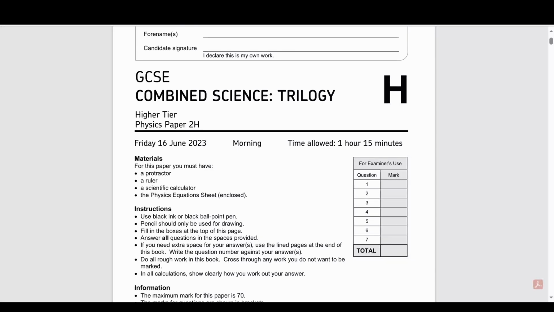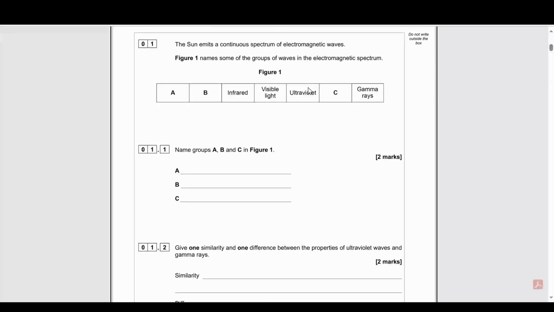This will be a walkthrough of the AQA GCSE Combined Science Physics 2023 Higher Tier Paper 2. Question 1. The Sun emits a continuous spectrum of electromagnetic waves. Figure 1 names some of the groups of waves in the electromagnetic spectrum. So in Figure 1, it's given us infrared, visible light, ultraviolet, and gamma rays.